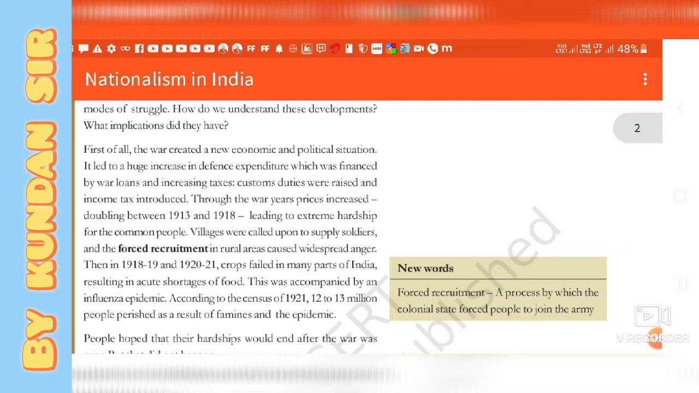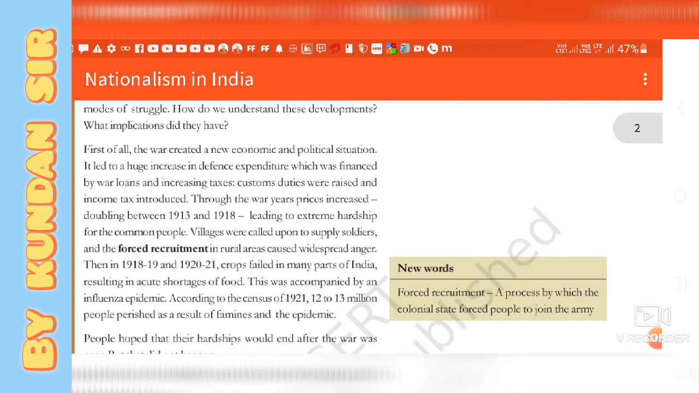Now the fourth point is the forced recruitment of soldiers. So many soldiers were killed during the war, and as you know, from the British side, so many Indian people were fighting during the World War, right? So many people were killed, and to fulfill the demand of soldiers, people were recruited as soldiers. There were many people who did not have a will to join the army. They didn't want to be a soldier, and they didn't want to be a fighter, but anyway they were forced.